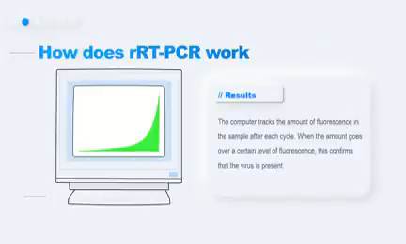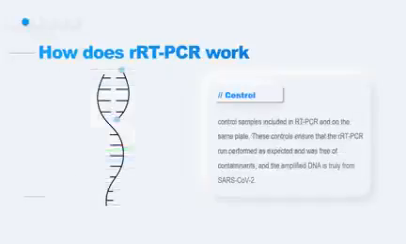Scientists also monitor how many cycles it takes to reach the level in order to estimate the severity of the infection. The lower the cycles, the more severe the viral infection is. Finally, control. Control samples are included in RT-PCR on the sample plate. These controls ensure that the real-time RT-PCR run performed as expected and was free of contaminants, and the amplified DNA is truly from SARS coronavirus.